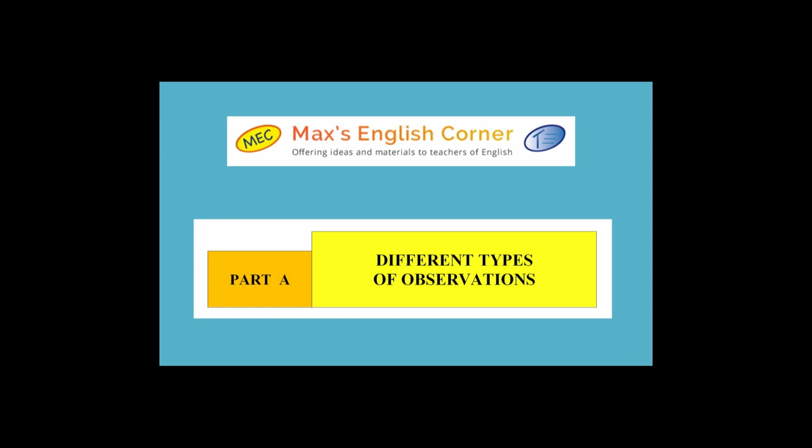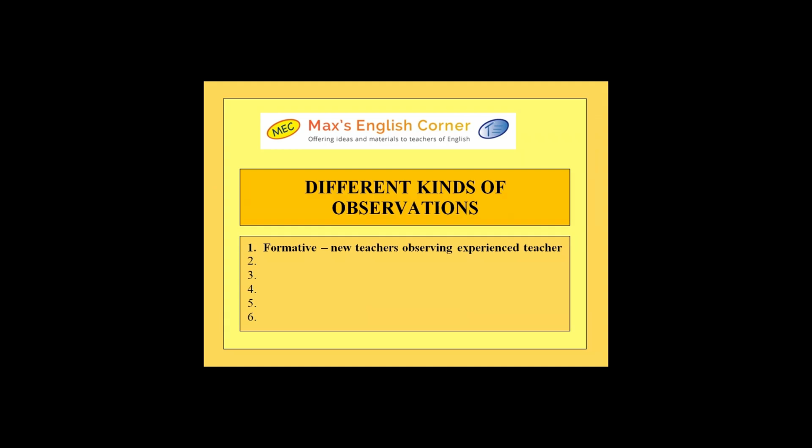Beginning with section A, different kinds of observations. We're going to look at 6 different types. Number 1, new teacher observing an experienced teacher. In the first type, we can look at formative observations.